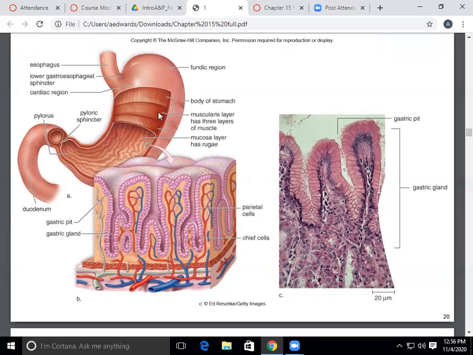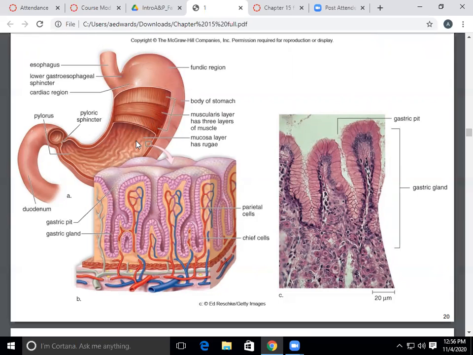The wall of your stomach, okay, has inner layers of muscle tissue, particularly in the longer portion of the stomach. We call that the body. Okay, again, your muscularis layer has 3 layers: longitudinal, circular, and oblique. Remember, the oblique is angled. Here are your rugae and your mucosa layer.